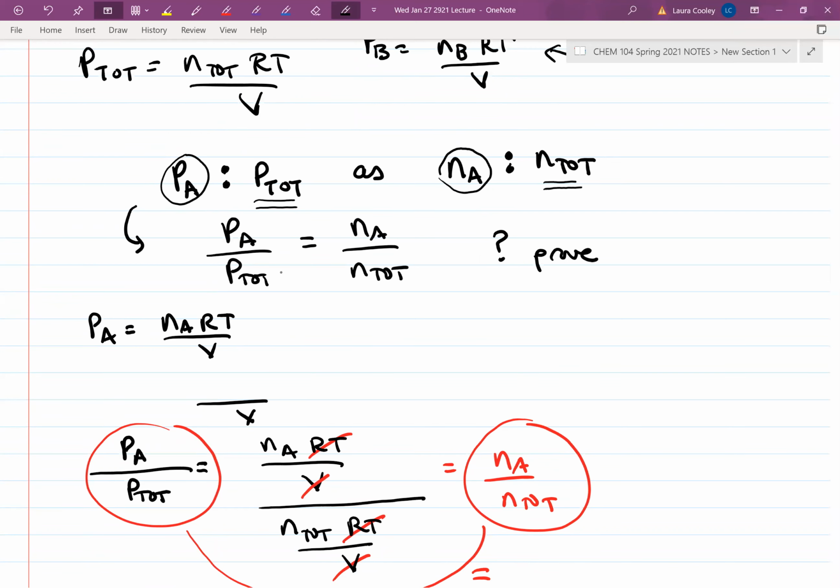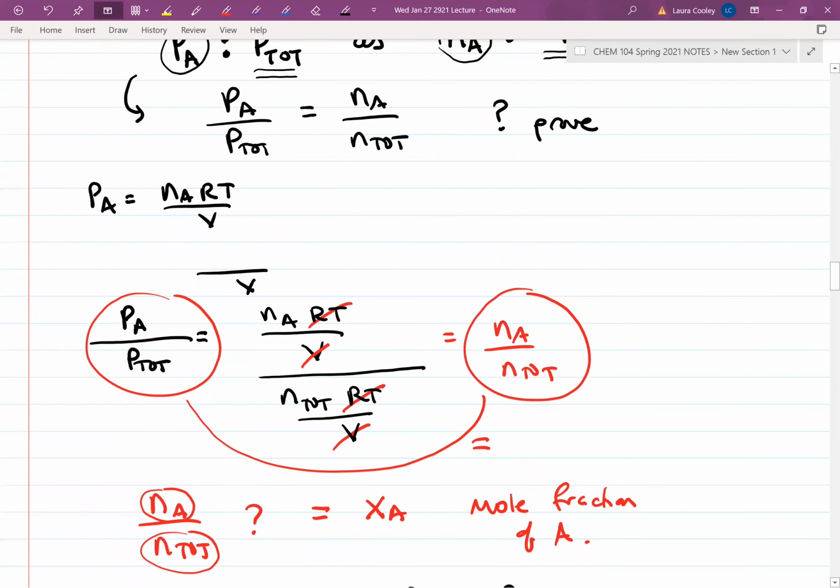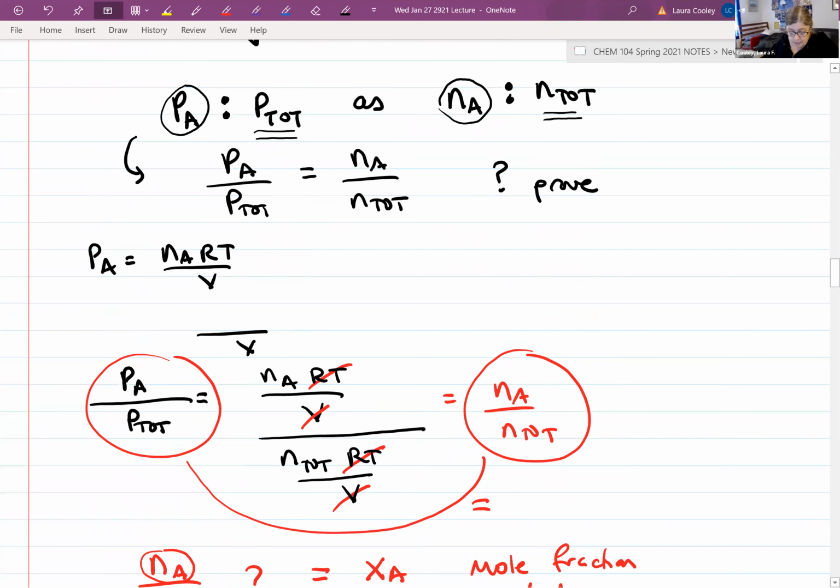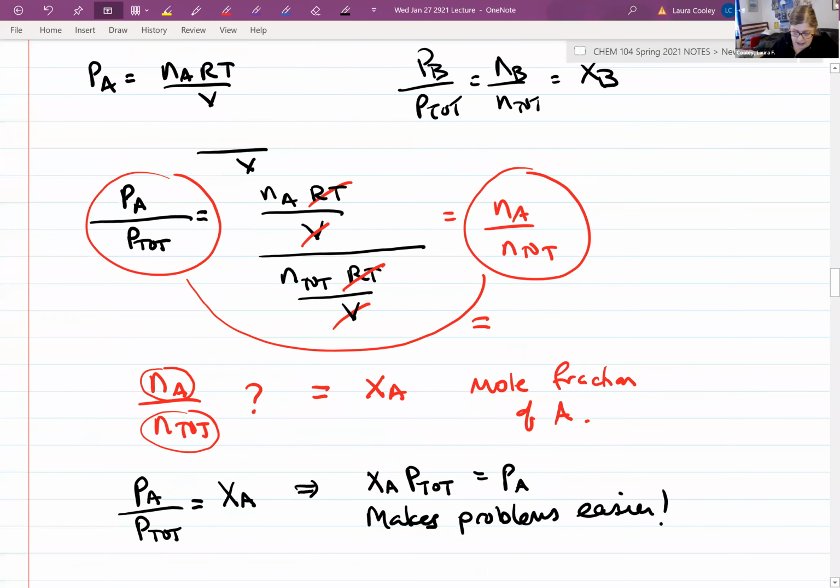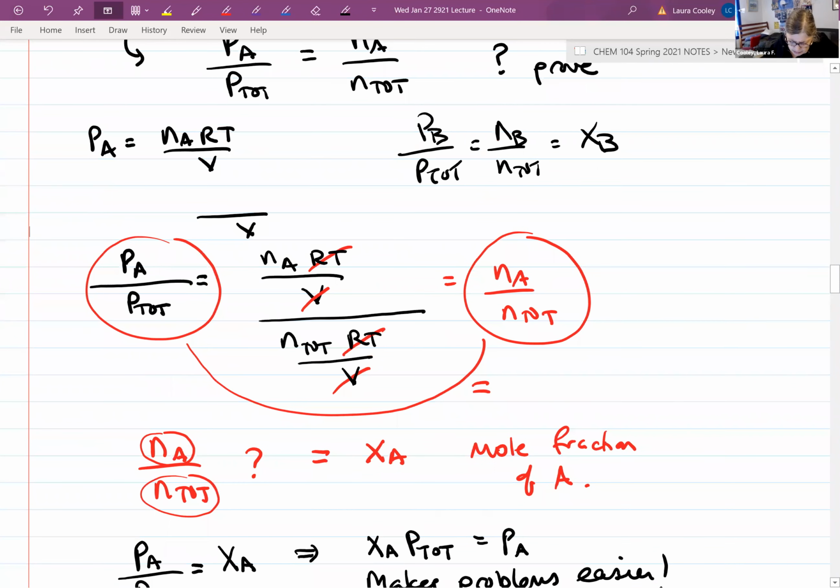Yeah, okay, I got it. Yeah, because they're not as much as PB. That's right. And in fact, PB over P total would equal NB over N total, which is the mole fraction of B. Okay. Well, anyway, so this here, oh, something got erased.